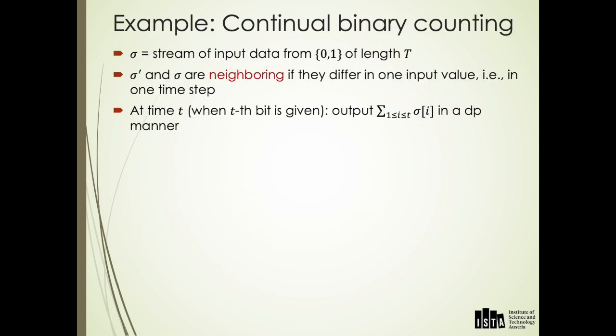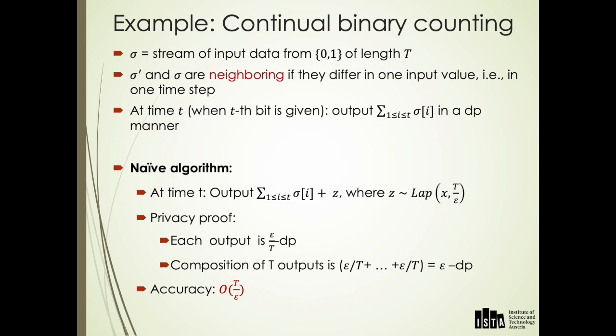Good, and now what's known about continual binary counting? Well, you could do it in a very naive way. The naive way would be to just add Laplacian noise at every time step. This is like the static algorithm: run the static algorithm every time. But now you're outputting t times.